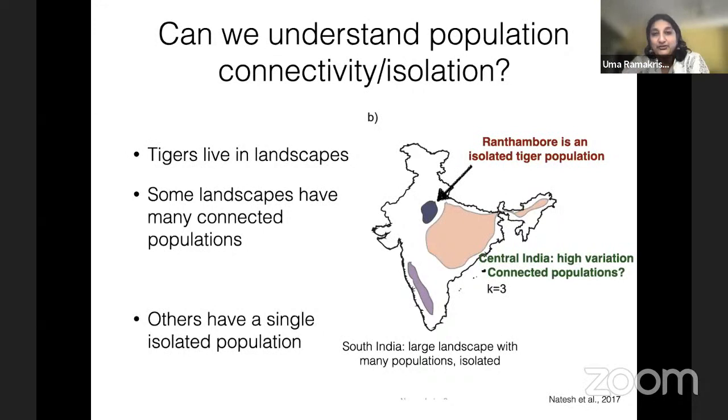The next questions that we've asked are about what the landscapes or connected populations of tigers are. So we identified early on that Ranthambore appears to be an isolated population, and I'll talk more about Ranthambore, but also that this is a large landscape, which I don't think the population structure of it is very well resolved. But overall, central India does seem to have high variation and more connectivity. And I'll talk about that in a little bit as well.